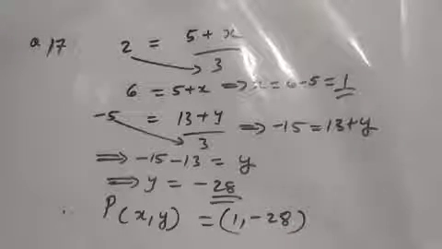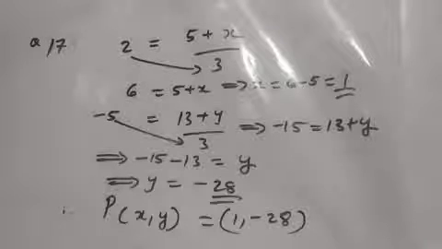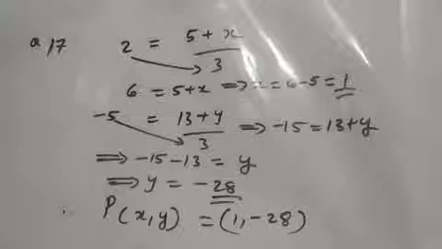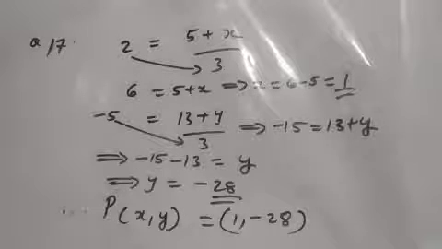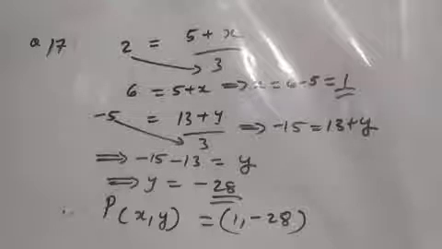So we can write in coordinate form P(x, y) as (1, -28). Understood? Just apply the section formula. We must know the ratio. The centroid divides a median in the ratio 2:1. That only. Understood?